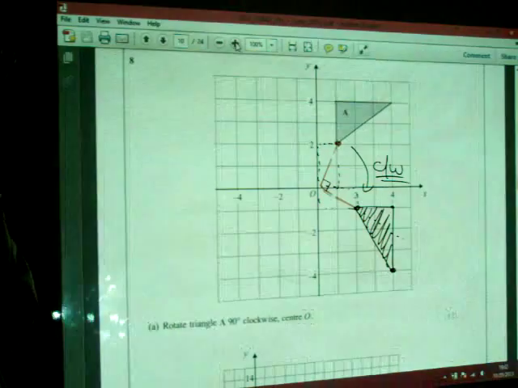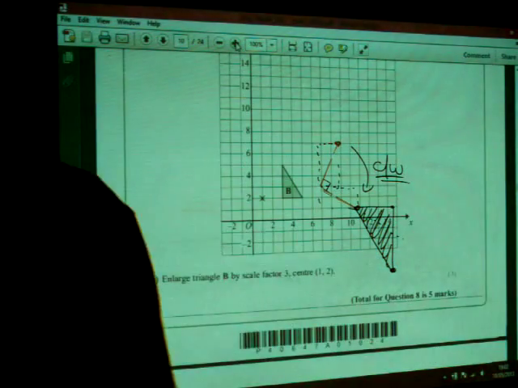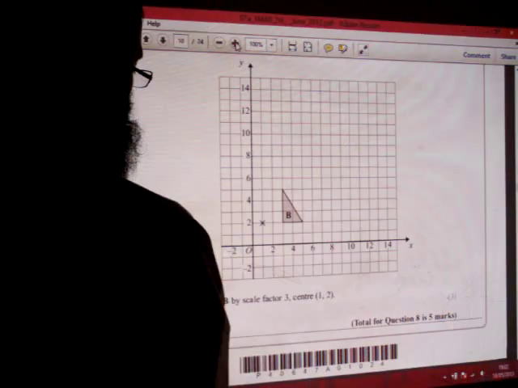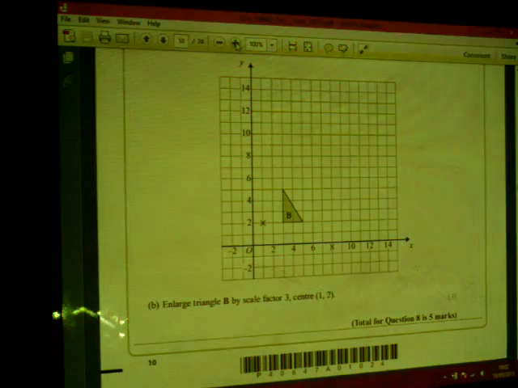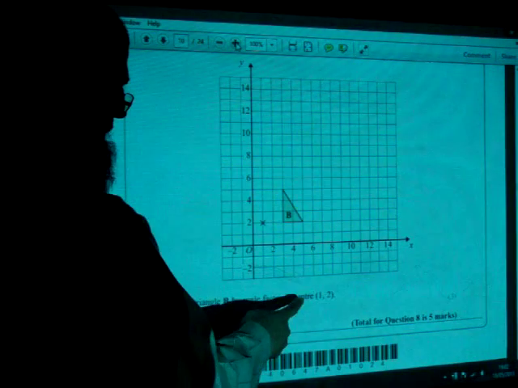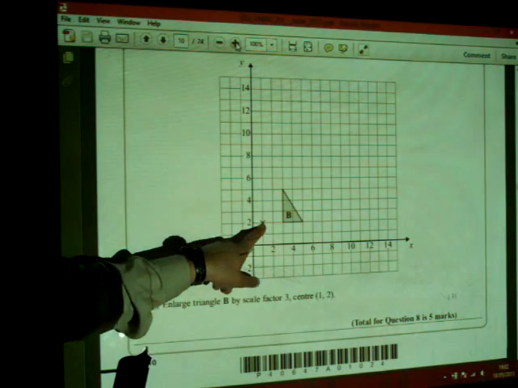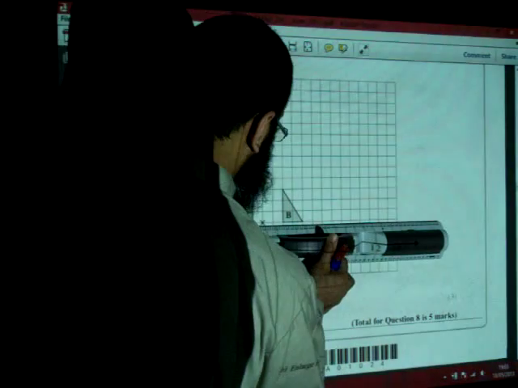Okay, so can we take that shape up, please? Okay, the next question says enlarge triangle B by scale factor 3, center 1, 2. For this we will definitely need to use our ruler. Okay, now let's get the center and take a line from the center through each corner of the triangle as long as we can.